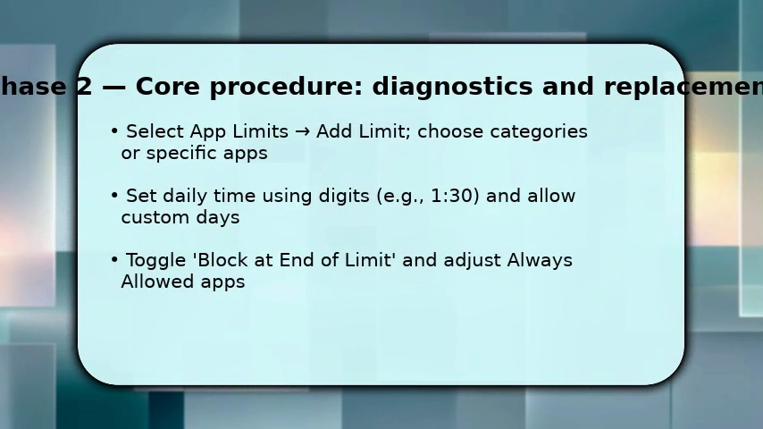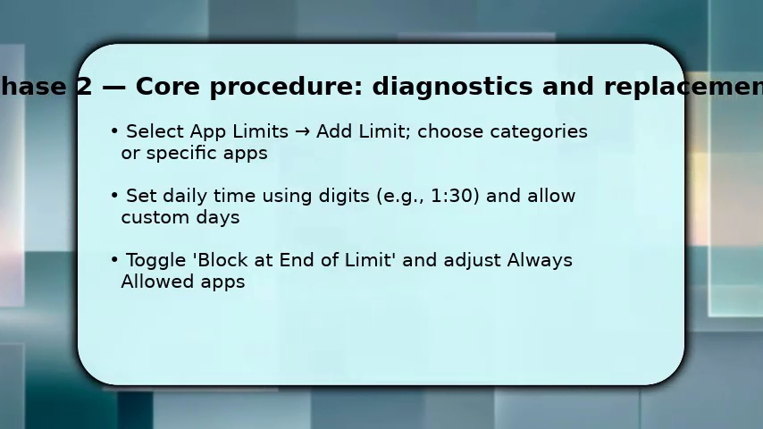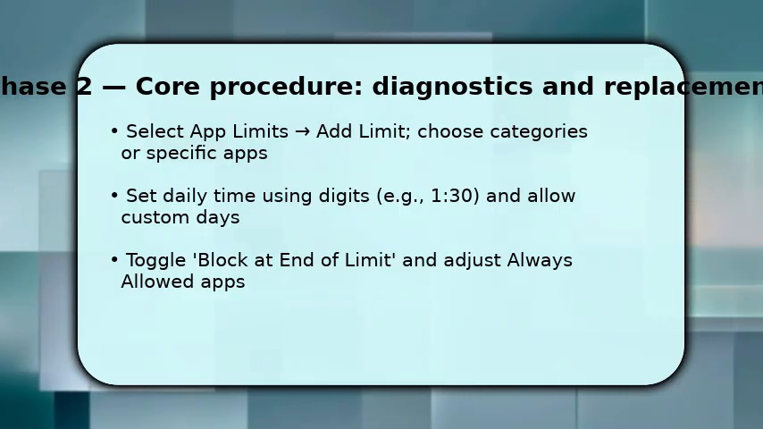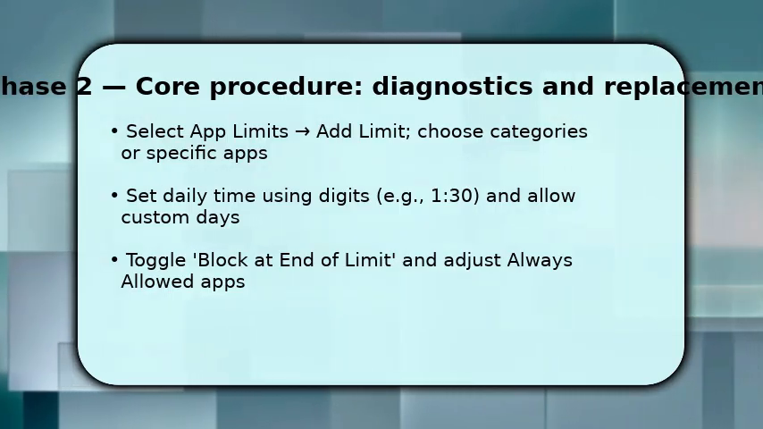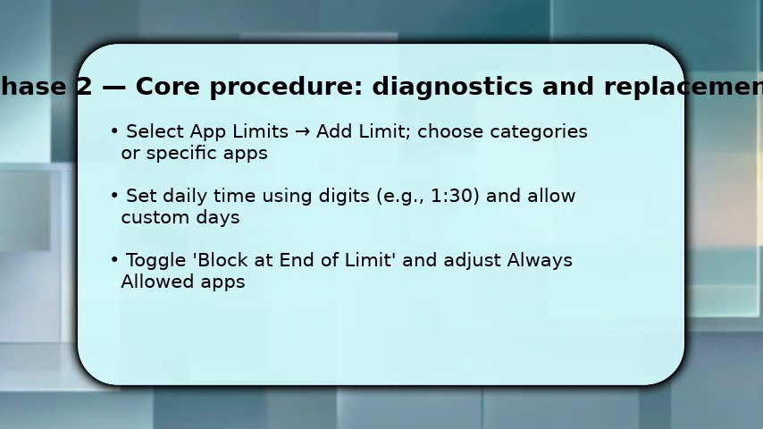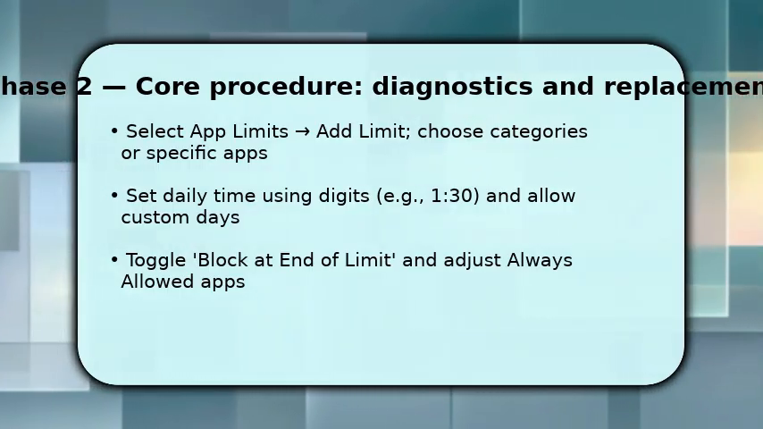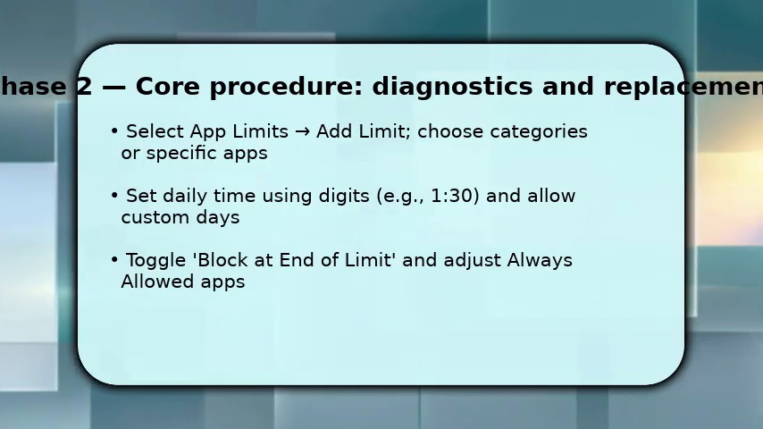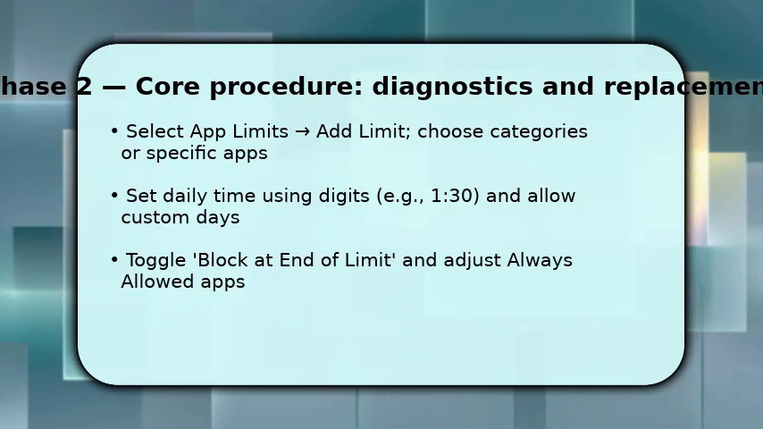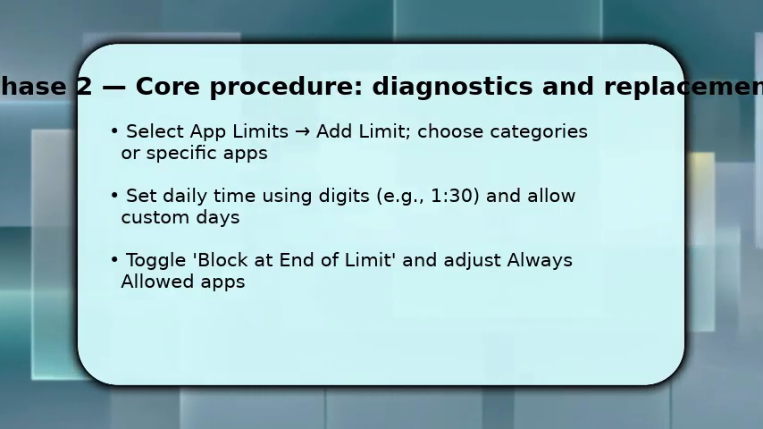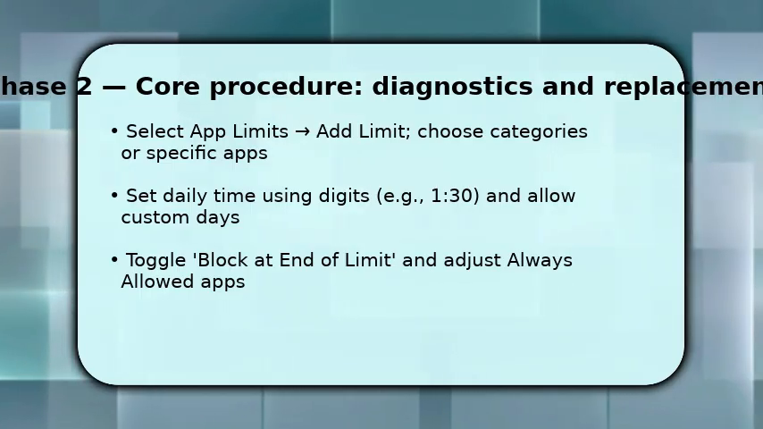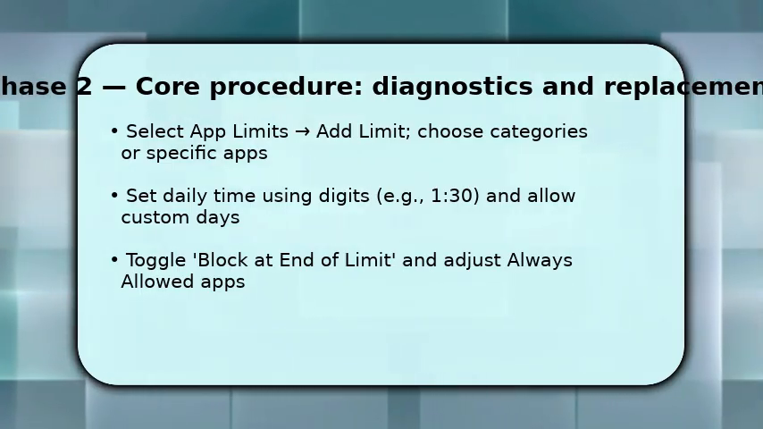You now add a limit. Tap Add Limit, pick either categories like social or specific apps, because categories simplify broad controls while app choices give precision. Next, set the daily time using digits, for example 1, 30, and choose different allowances per day if needed. Make sure to toggle block at end of limit when you want strict enforcement, and check Always Allowed to exempt essential apps. Doing these middle steps correctly balances restriction with access and prevents accidental lockouts.